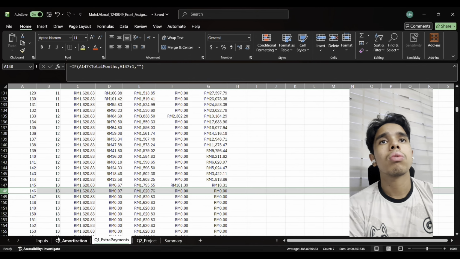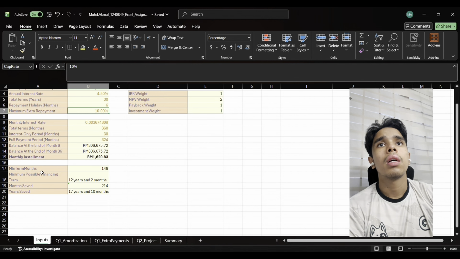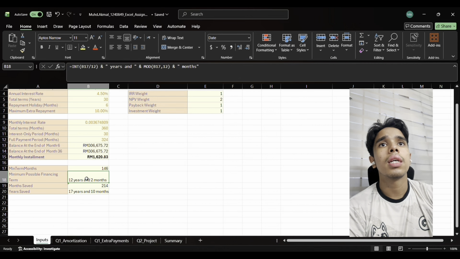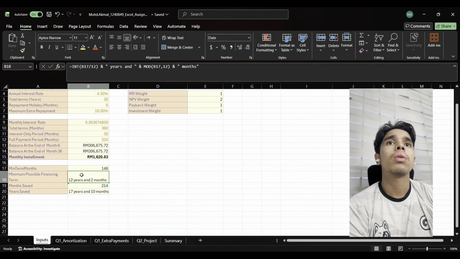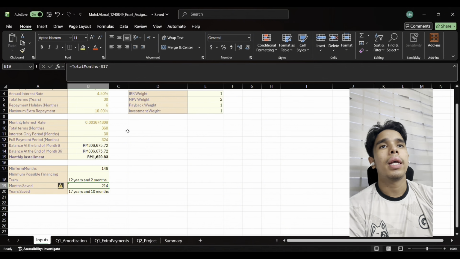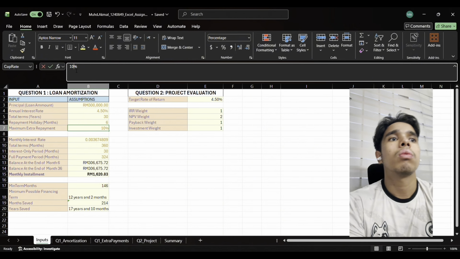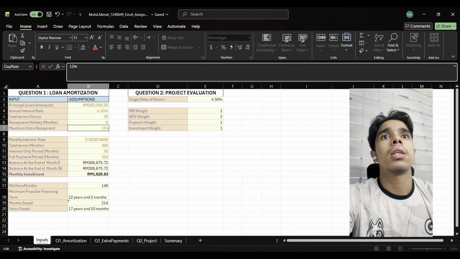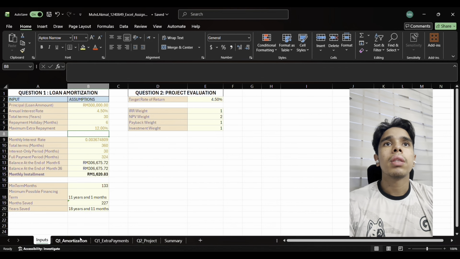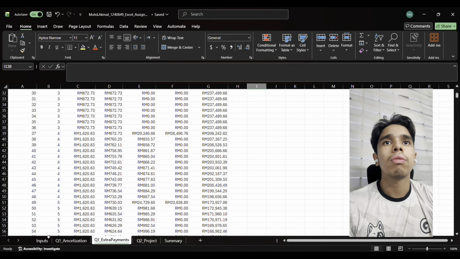So we look at the inputs. Below this, we can see the minimum term is 146 months, and I also show it in exact years, so we know it is 12 years and 2 months. We can use this formula. Okay, so what if I change the maximum extra payment to 12%? The minimum term will change also. Okay, that's all for question 1.